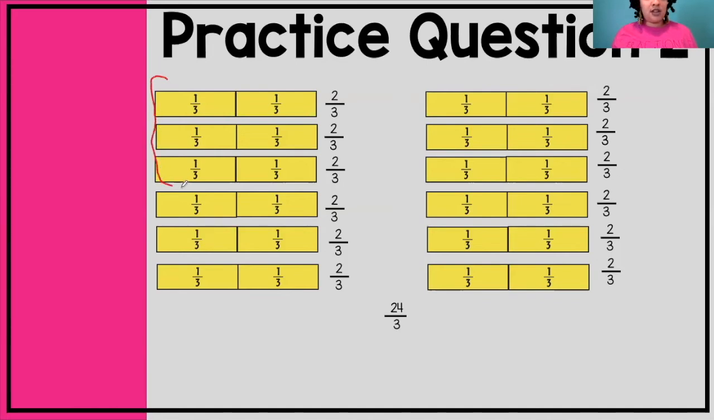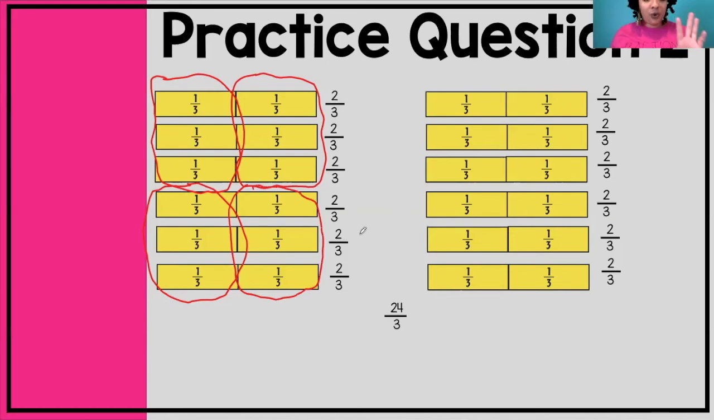All right, here is 3/3. Here's another 3/3. And another 3/3. So far, I have 4 wholes.